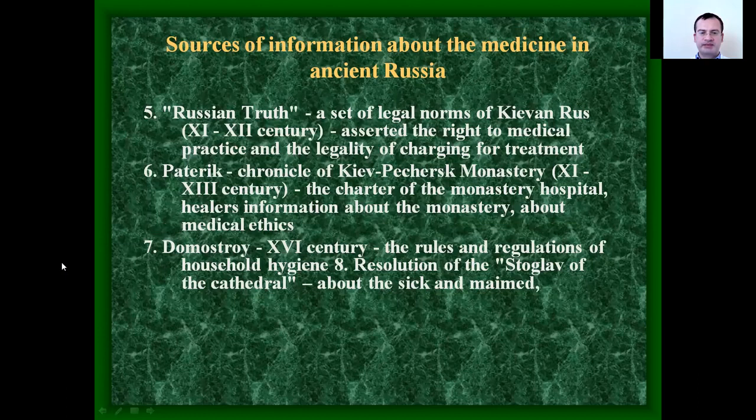Russkaya Pravda, a set of legal norms of Kievan Rus. Paterikon, a chronicle of the Kiev Pechersk monastery. The charter of the monastery hospital. Information about healers, the monastery, and medical ethics. And the Domostroy, the rules and regulations of household hygiene. And the resolution of the Stoglav Council about the sick and maimed.